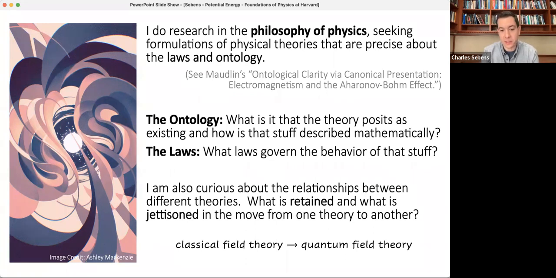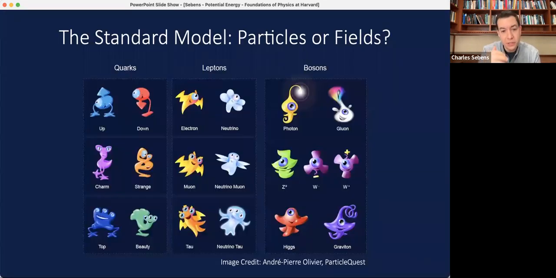And today we'll focus particularly on the relationship between classical field theories and quantum field theories. So what aspects of classical field theory are retained in quantum field theory, looking at that border. Okay. When you look at quantum field theory and you try to get clear on the laws and ontology, you try to figure out what it's a theory of, it's hard.